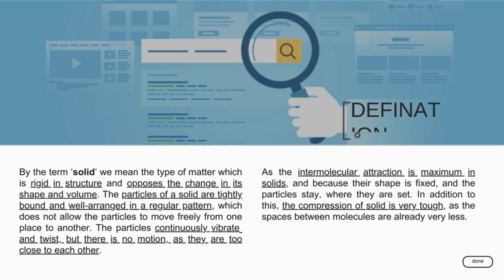The particles of solids are tightly bound and well arranged in a regular pattern, which does not allow the particles to move freely from one place to another. So the particles continuously vibrate and twist, but there is no motion as they are too close to each other, and their intermolecular interaction is at maximum because their shape is fixed and the particles stay where they are set. In addition to this, the compression of solid is very tough as the space between molecules is already small.